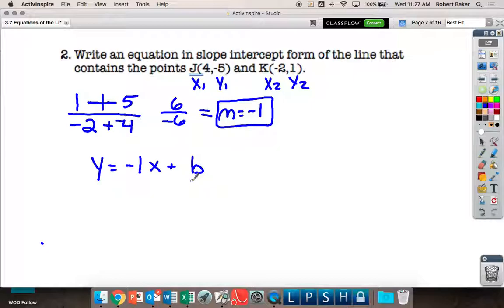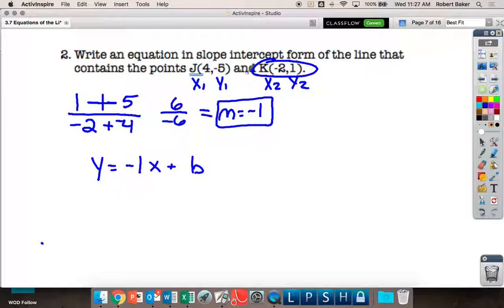It says slope-intercept form. So you have to solve for b. You just plug in a point. I'm going to pick point K because it has smaller numbers.